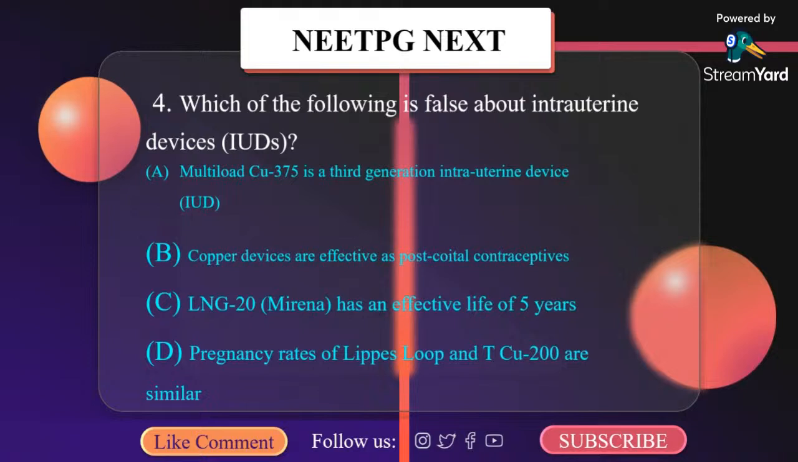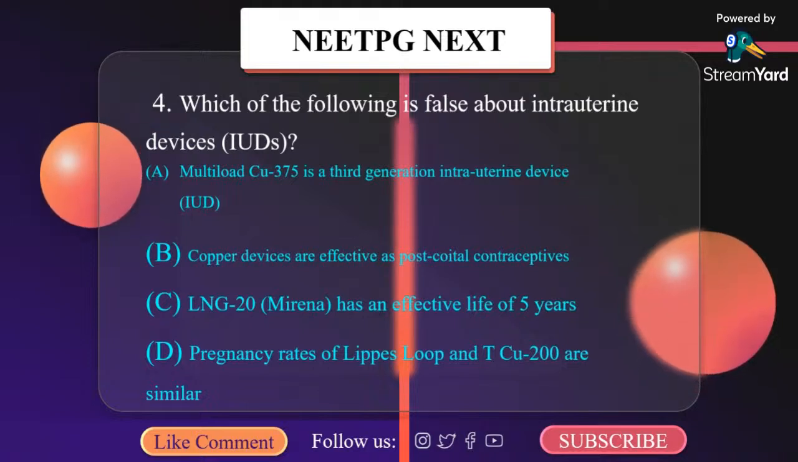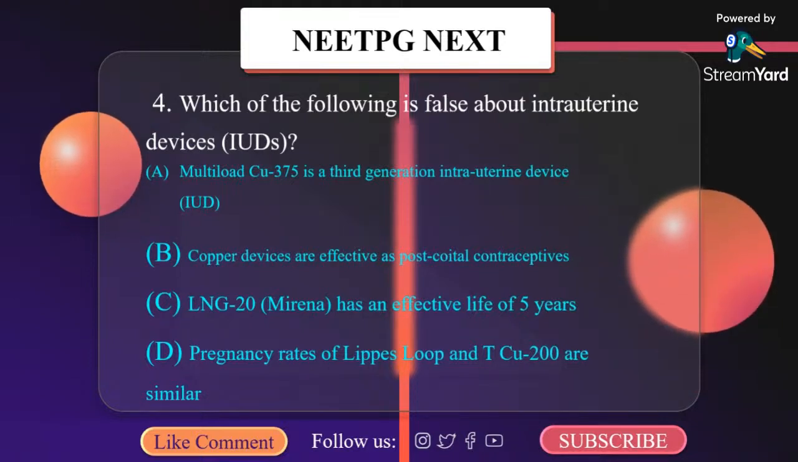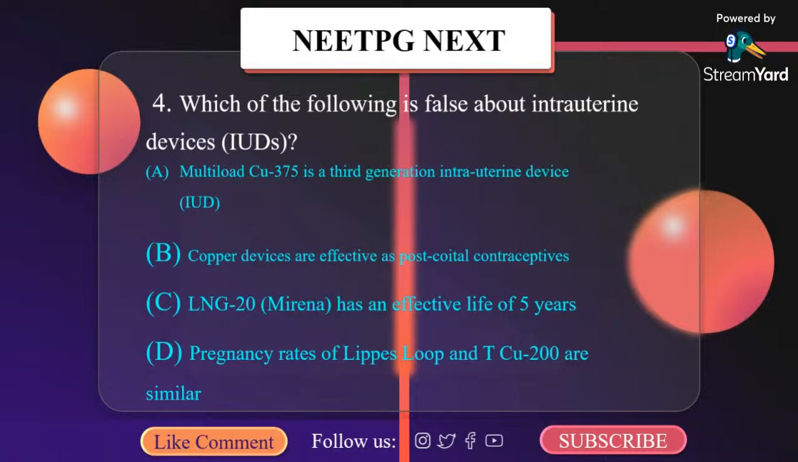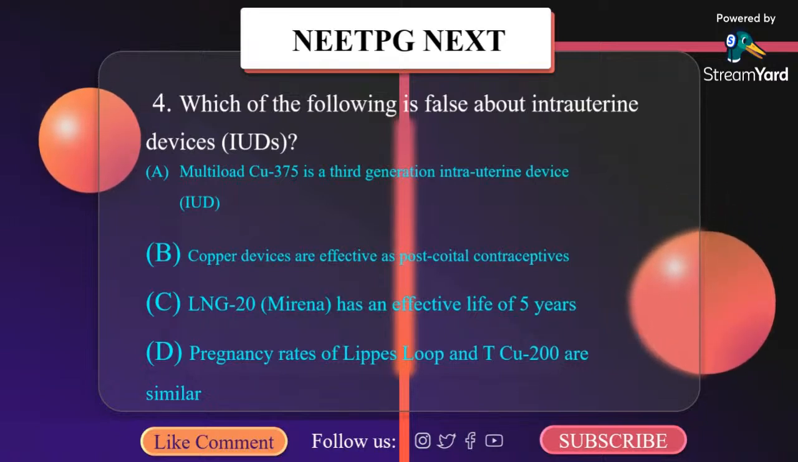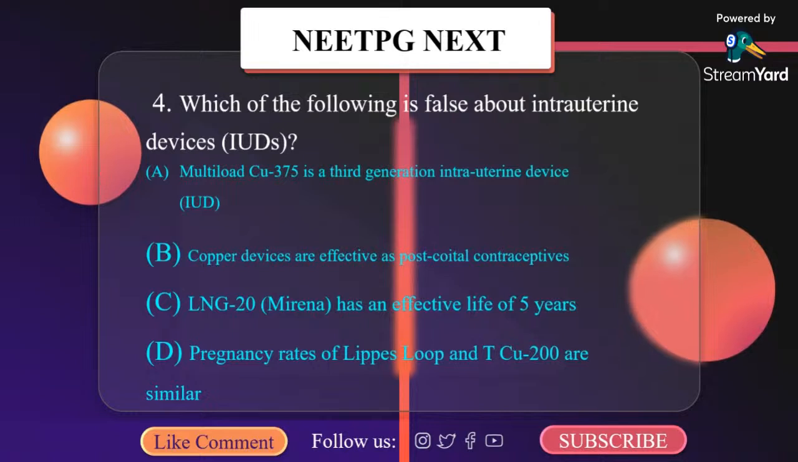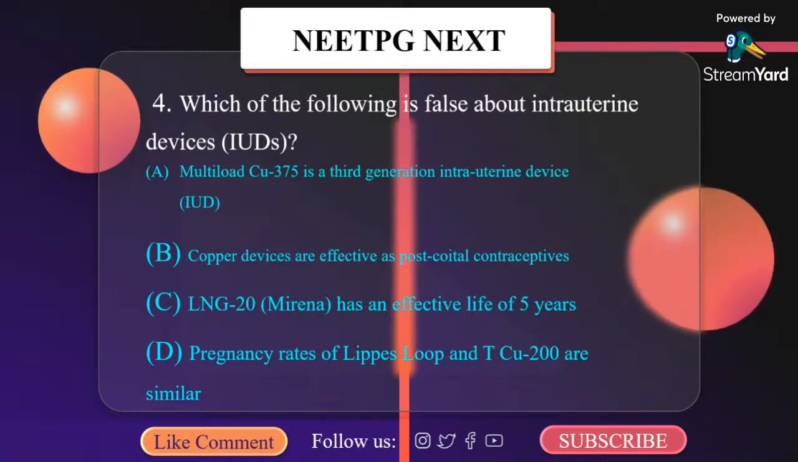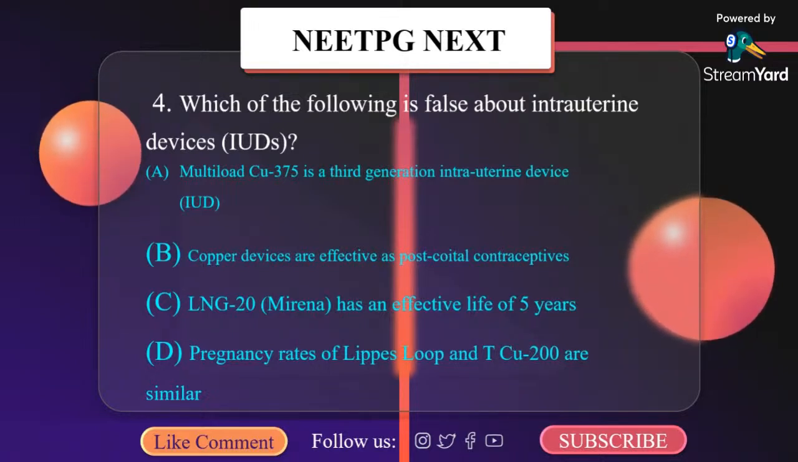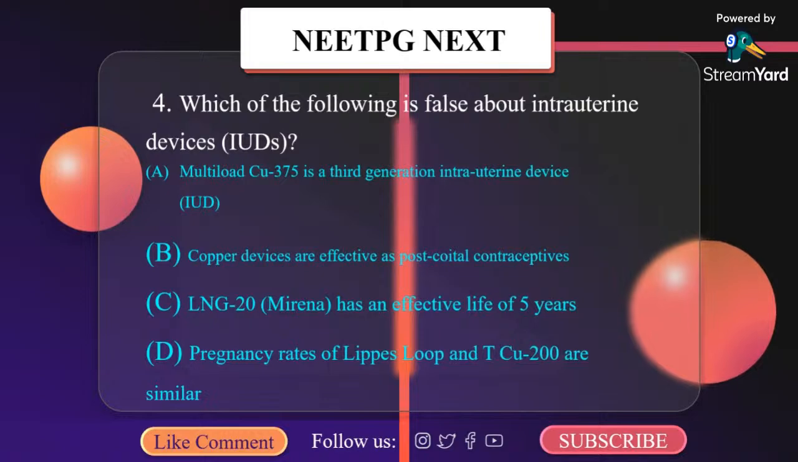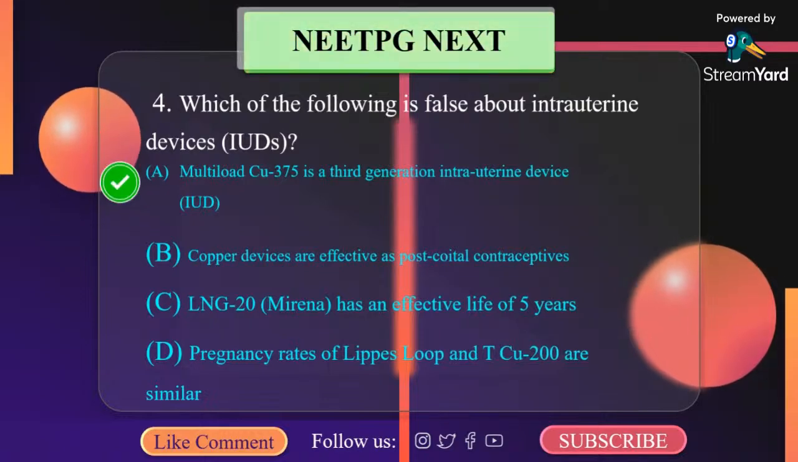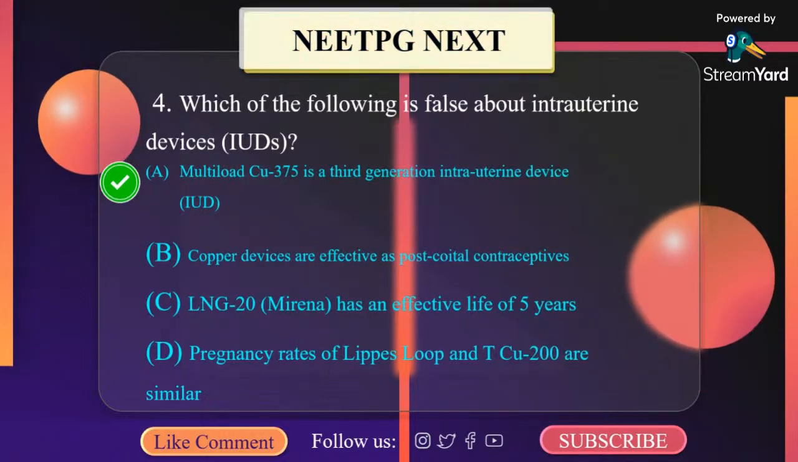Well, multi-load CU375 is a newer copper intrauterine device. The copper devices comprise the second generation IUDs. The non-medicated or inert devices are first generation IUDs, and the hormone releasing devices are the third generation IUDs. So the correct answer here is A. Multi-load CU375 is a third generation intrauterine device.